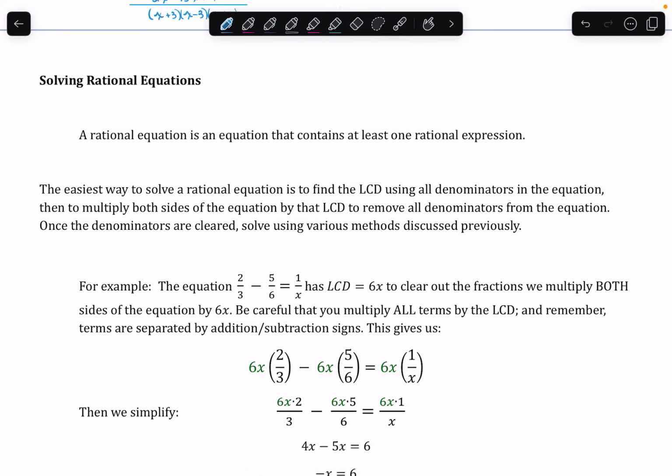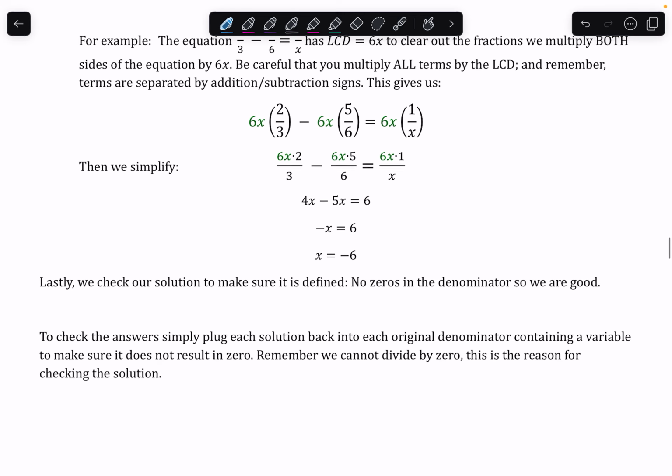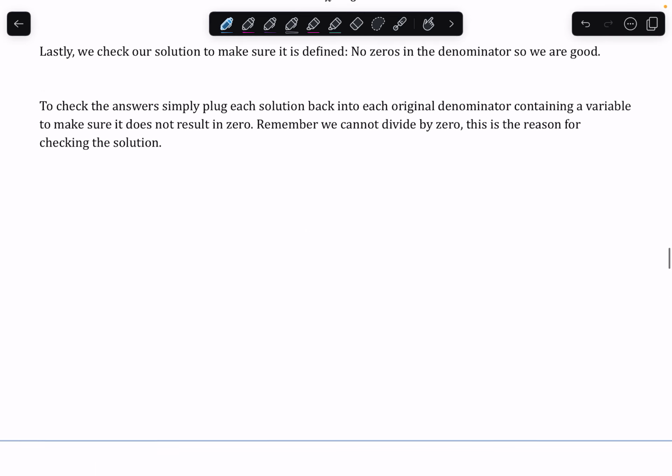All right, last part of the rationals is solving equations. The nice thing about solving equations is it's very similar to what we just did with addition and subtraction, but it's a little bit easier because now we have two sides to work with. So rather than making our denominators match, we can totally get rid of our denominators using that same LCD idea.